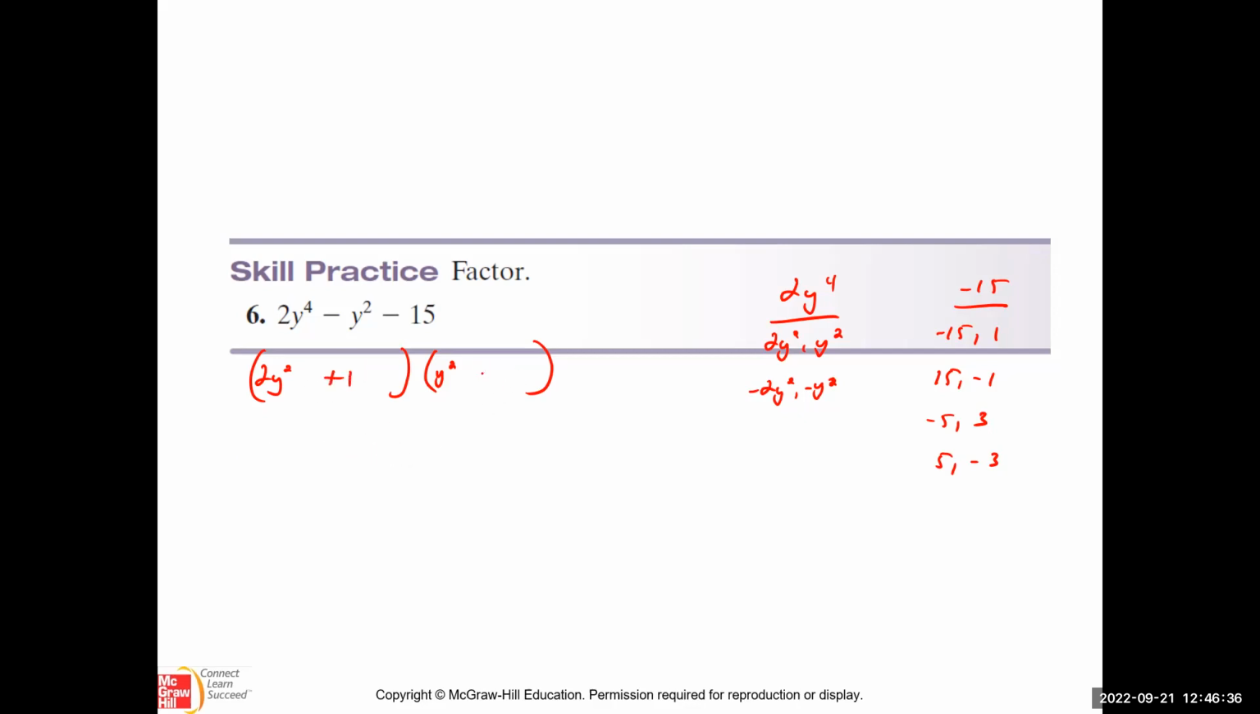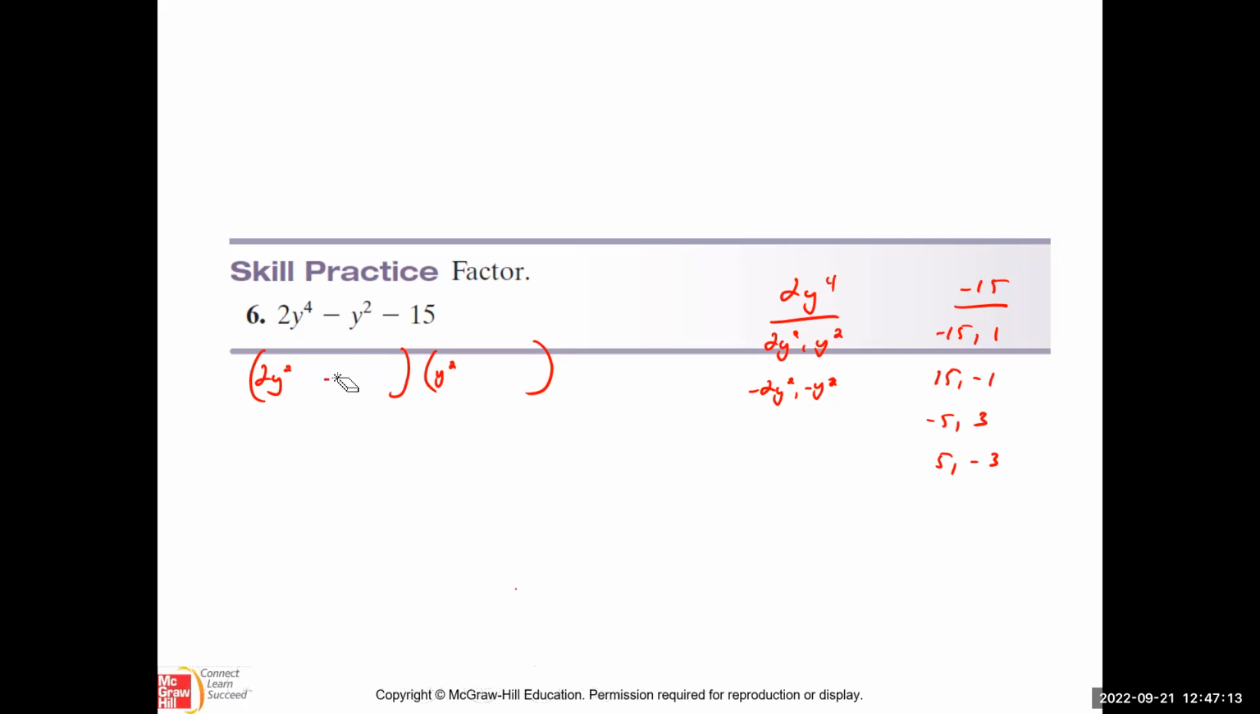So I'm going to do the plus 1 and the negative 15. The first term, we know that's never going to change. And so this is going to be negative 30y squared plus y squared. That's not going to get me to the negative 1, so that's not my combination either. Even if I do the plus 15 and the negative 1, I don't remember if I did this one or not, but notice the middle terms. It's going to be negative 2y squared plus 15y squared. That's not going to get me to the negative y squared, so it's not that combination.